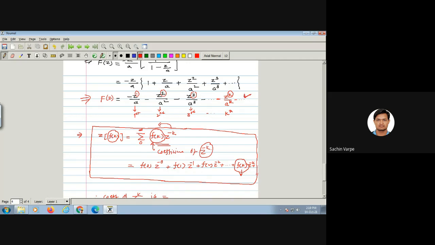What is the coefficient of z raised to k in this expansion? Z raised to k का coefficient है क्या? Yes, anybody there? 1 upon f of k. No. What is f of k here? F of k is a raised to k.